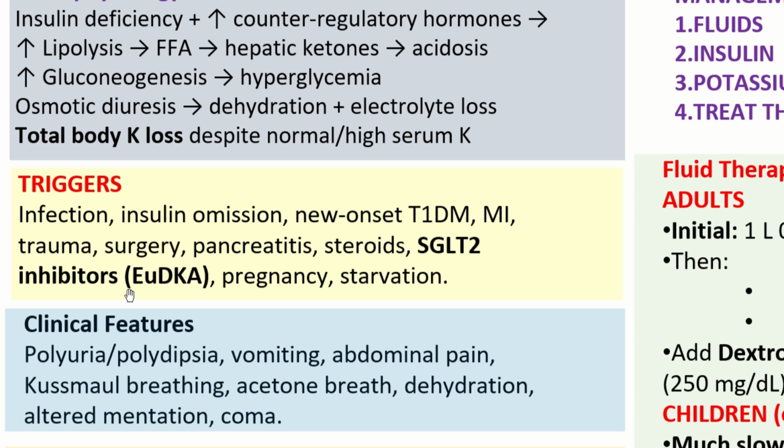Sometimes even pregnancy can do this, as well as starvation. And in starvation it is the same thing. You're having insulin low, and when insulin goes low, you're going to have the other hormones, glucagon, going up, lipolysis and gluconeogenesis are going to take place, and then someone ends up with a DKA.